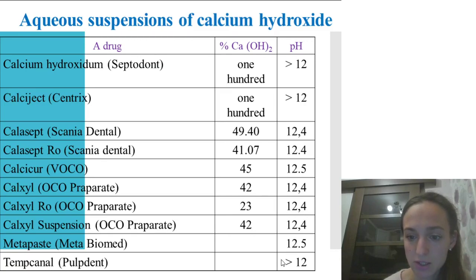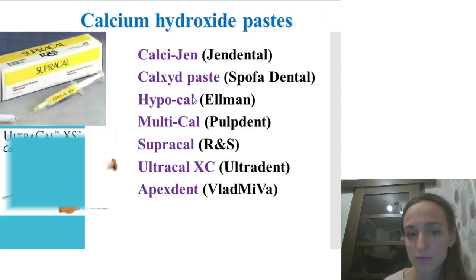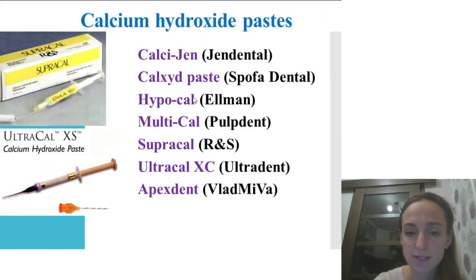And here pH of medications and different examples of calcium. Calcium hydroxide pastes, for example, are Calcigene, Calcite paste, Hypercal, Multical, Cypercal, Ultracal, XS, and Apexdent. Guys, please remember these examples because when I asked you in the previous academic year, you didn't know these examples, unfortunately. You should know it.